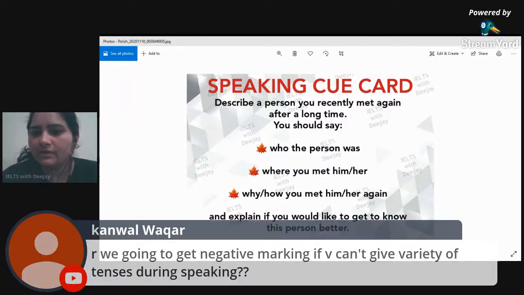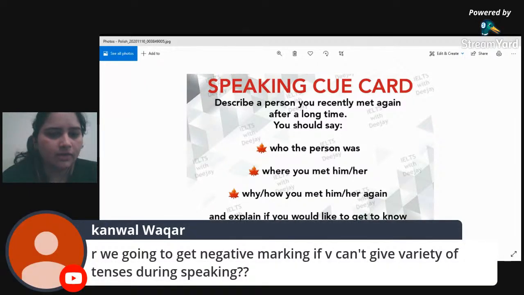The question is, are we going to get negative marking if we can't give a variety of tenses during speaking? It's a good thing when you give a variety of tenses. Suppose the introduction questions are mostly going to be in the present, and the cue card is going to be mostly in the past, and sometimes you can add some detail about the future as well. Okay, and the follow-up questions. In that, you must use a variety of tenses, a variety of sentences as well.